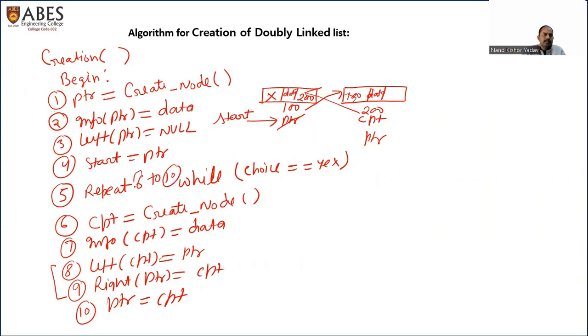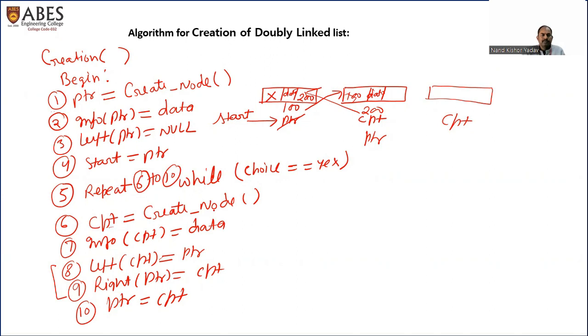Now suppose we want to repeat step 6 to step 10. When the user gives choice yes, then again these 5 steps will be repeated. Then a new node will be created: CPT, again using step number 6.